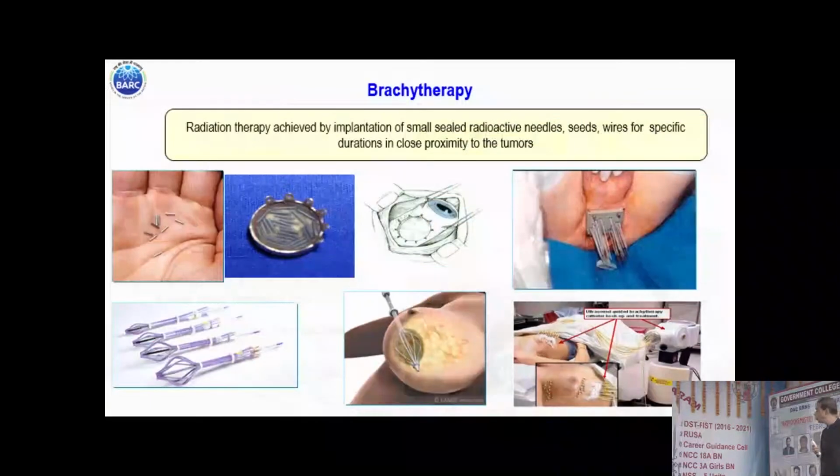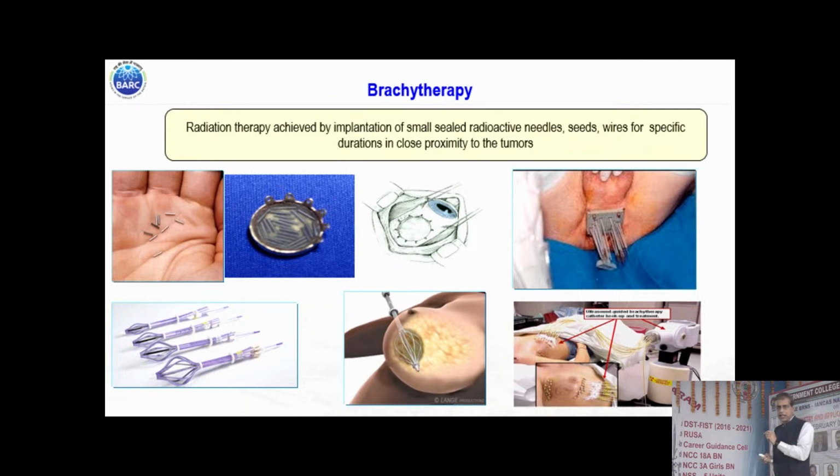Now, coming to brachytherapy, that is another mode. What I told you about was teletherapy. Brachytherapy means tiny sealed sources kept in very close contact with the tumor. As you can see, these are very tiny sources. You can see how small they are, and the radioactivity is inside. So it will not contaminate your hand if you put it in your hand.